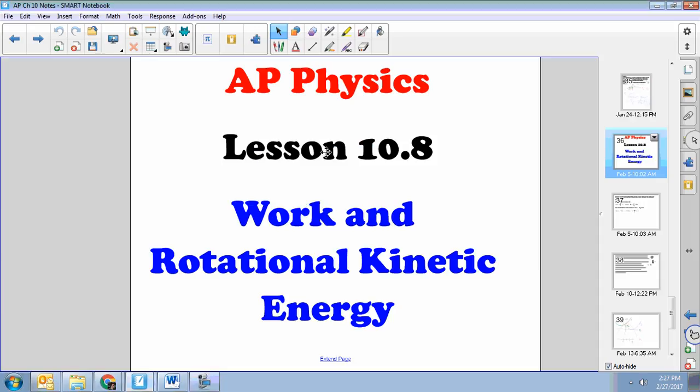I don't remember what number chapter it was, but when we talked about energy, one of the things we talked about was the work kinetic energy theorem, right? It was this idea that the net work on an object is equal to the change in kinetic energy of an object, okay? So now we've been talking about rotational motion, and specifically right before break we were talking about rotational kinetic energy, okay?